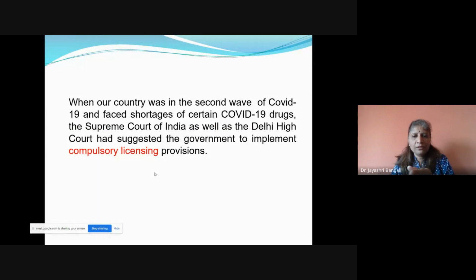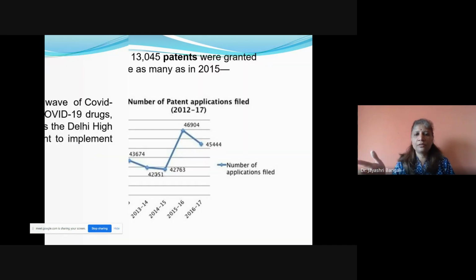Again, I have mentioned this about COVID. When our country was in the second wave of COVID-19, it faced a shortage of certain COVID-19 drugs. Many of you have seen the Vaccine War movie, but it is a Marathi movie, so you might not have seen it. That movie is based on vaccination, how Covishield and these other vaccines came about. ICMR first invented the Covaxin vaccine for COVID-19. The Supreme Court of India as well as the Delhi court suggested that the government implement the compulsory licensing provision. As the invention was made by the government, the right to that invention goes to the government directly, so no pharmaceutical company has production rights. The government invented it and gave it to Bharat Biotech, and Bharat Biotech did the production of this COVID-19 vaccine, and then the vaccination drive was conducted.